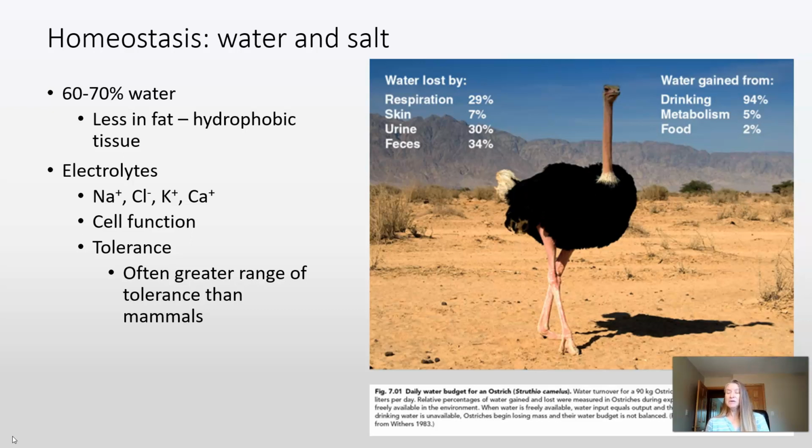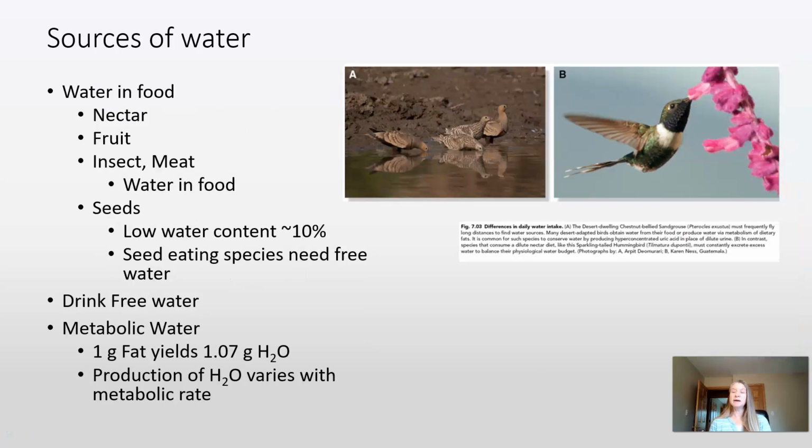How do we gain water? This is going to, again, vary by taxa and what their diet is. But say for this ostrich, about 94% of water is obtained by drinking, 5% is from metabolism, and about 2% in its food. So I touched a little bit on sources of water. I want to get into that a bit more.